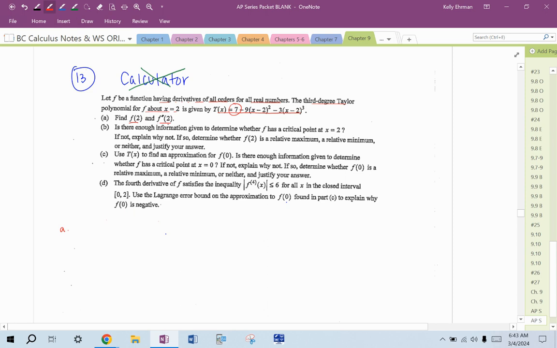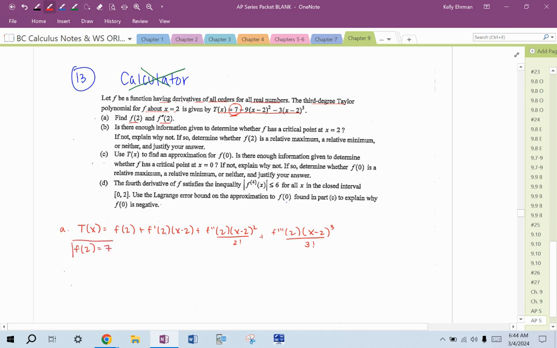But to help me with the second derivative, I think it would be smart to write out what the generic T of x formula is before getting these simplified results. So remember, we're centered at 2. So T of x is equal to f of 2 plus the first derivative at 2 times x minus 2, plus the second derivative at 2 times x minus 2 squared over 2 factorial, plus the third derivative at 2 times x minus 2 to the third over 3 factorial. So again, I can just line these up and say, well, if this is the case, then f of 2 has to equal 7.